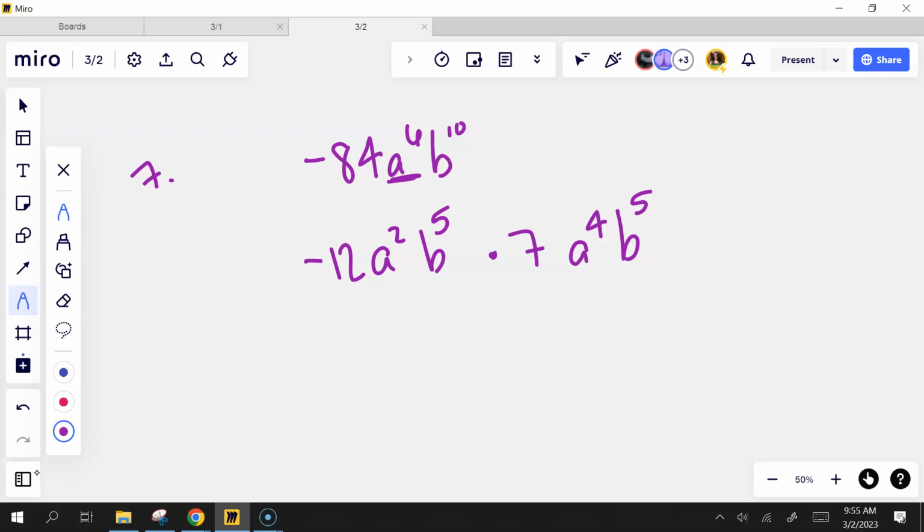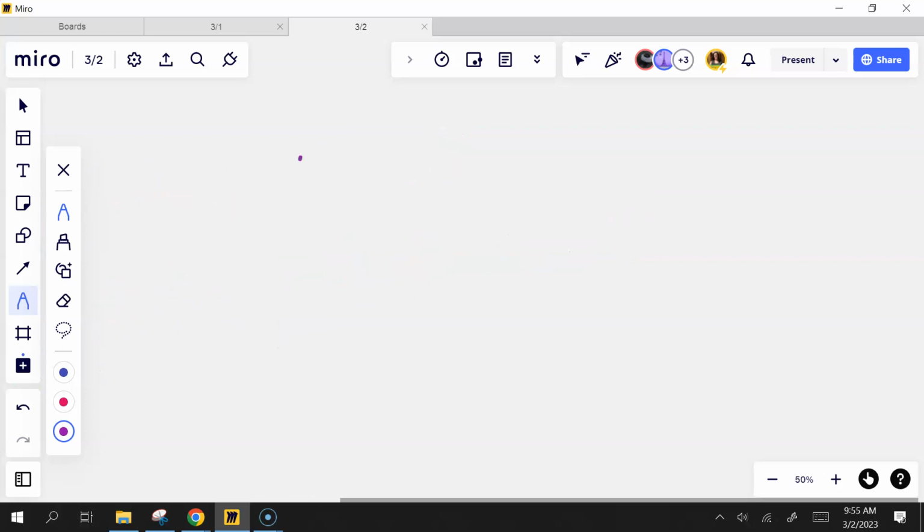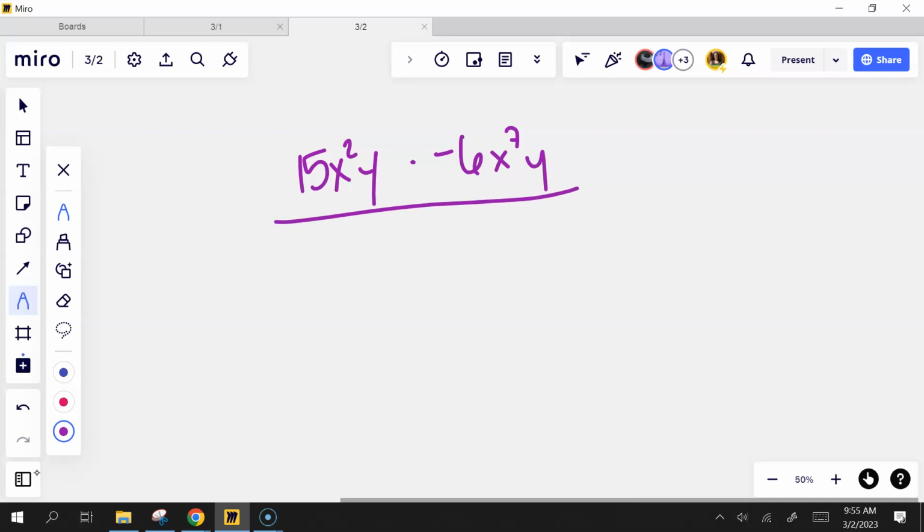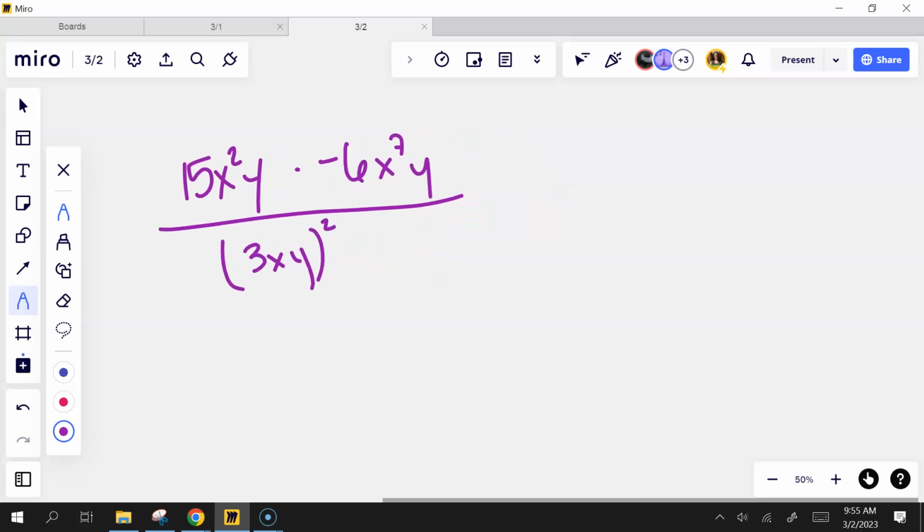Number 6 is a division one, so I have 15x squared y times negative 6x^7 y over 3xy to the second. So I'm going to clean up top first. Let's see, 15 times negative 6. Nobody's got any exponents, so I'll just multiply them like normal. 30, 60, 90, negative 90. And then I got x^2, x^7, so x^9. And I have y^1, y^1, so y^2.